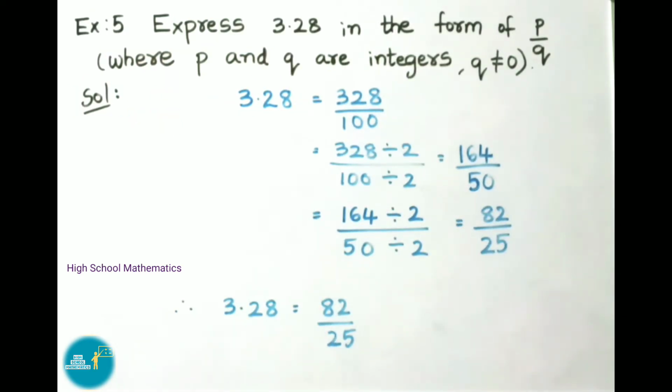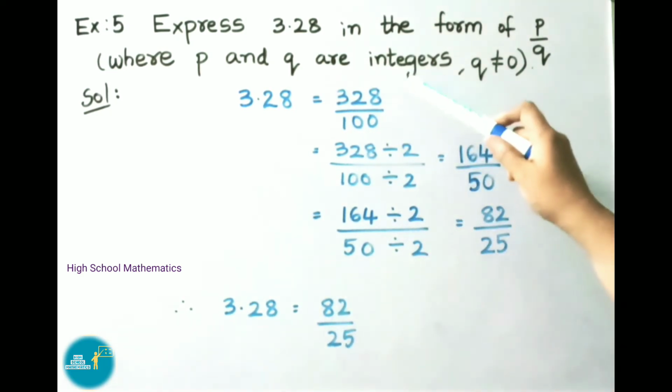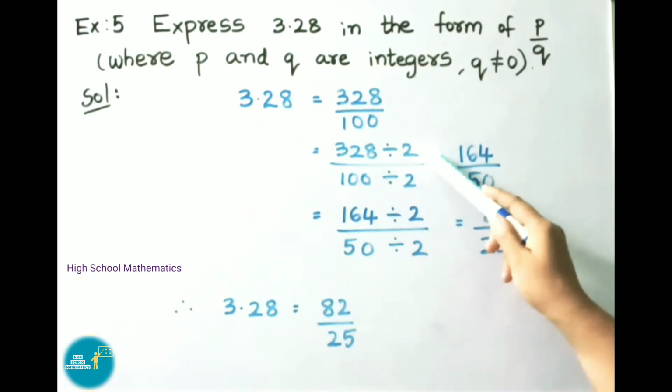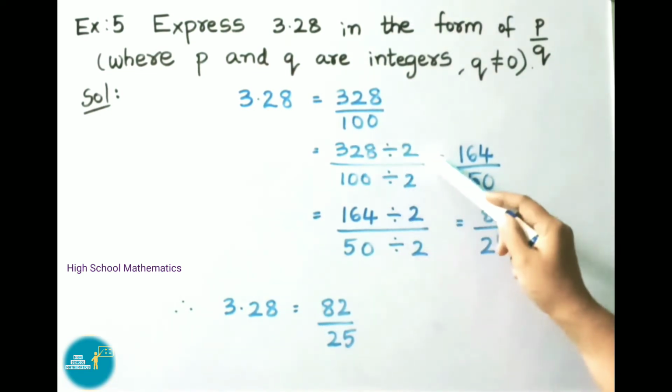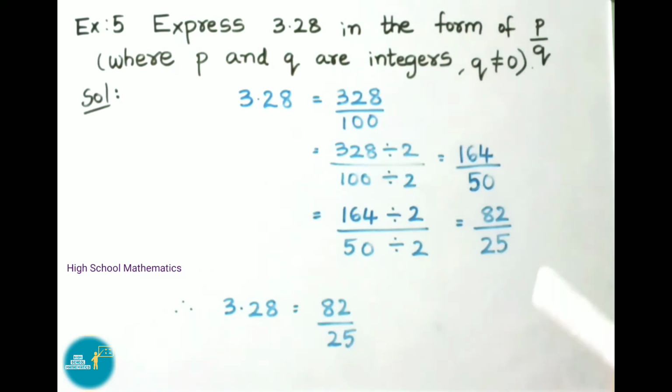See now example 5. Express 3.28 in the form of P by Q, where P and Q are integers and Q is not equal to 0. Let us see the solution. 3.28 can be written as 328 by 100. Now on numerator and denominator we are going to divide by 2. So 328 divided by 2 by 100 divided by 2. That equals 328 on dividing by 2 we get 164, 100 on dividing by 2 we get 50.